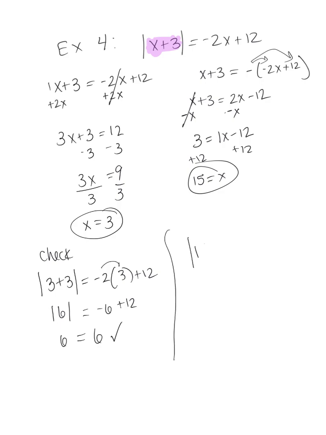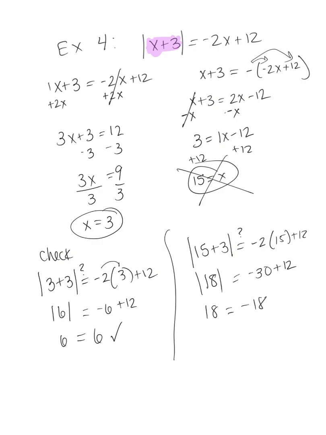We have the absolute value of 15 plus 3 equals negative 2 times 15 plus 12. And again, that's a question mark, same as over here. We want to know if they're equal to see if the answer works. 15 plus 3 is 18, and the absolute value of 18 is also 18. Then we do negative 2 times 15, which is negative 30, plus 12. Well, that's going to get us negative 18. So this one actually doesn't work, so we cross it out. And x equals 3 is our only answer.